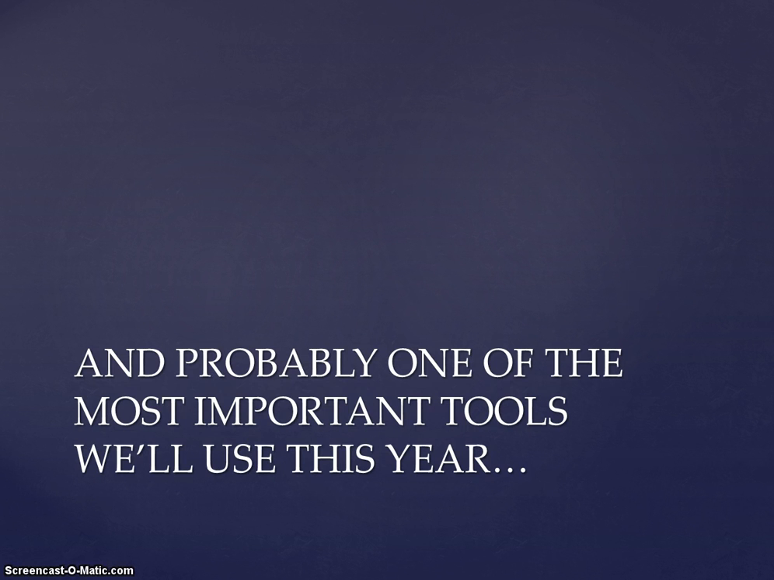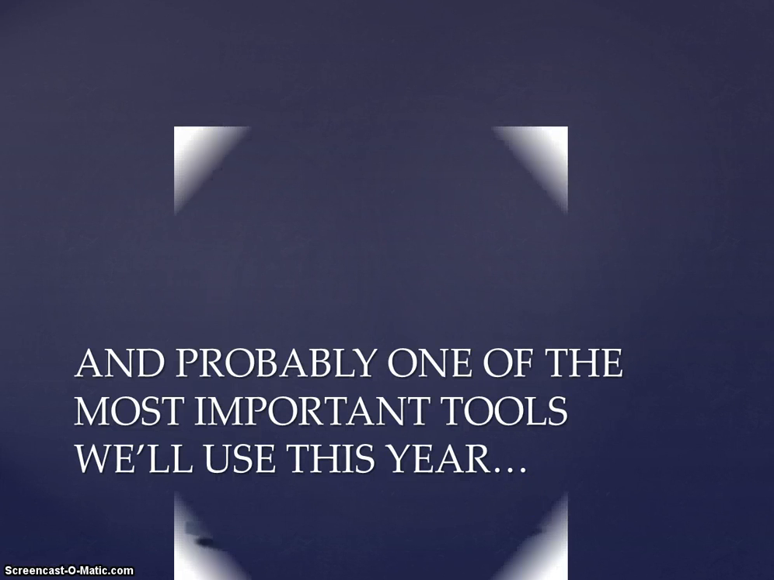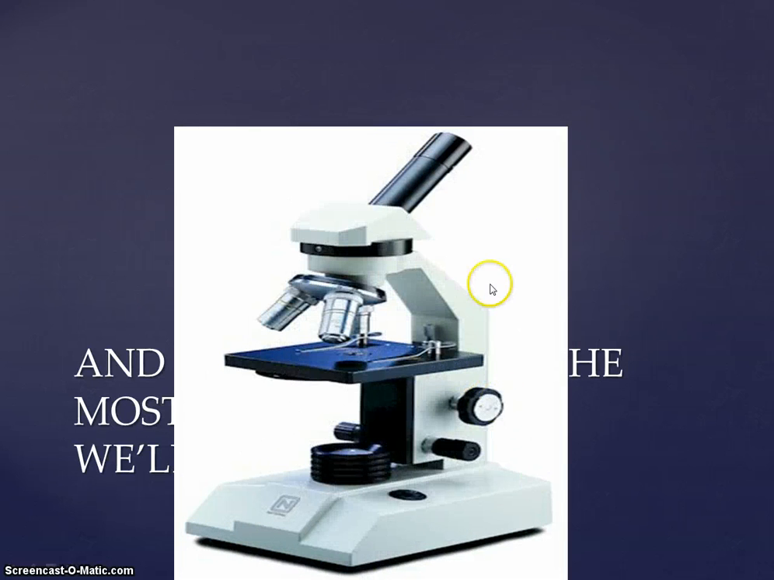So we will need to use a piece of equipment that you're probably already familiar with, but we just want to reintroduce and remind ourselves of. And it's perhaps one of the most important tools in biology that we'll use all year, and that is this guy, the compound light microscope. We just want to use this short video to introduce some of the main ideas and concepts of this.